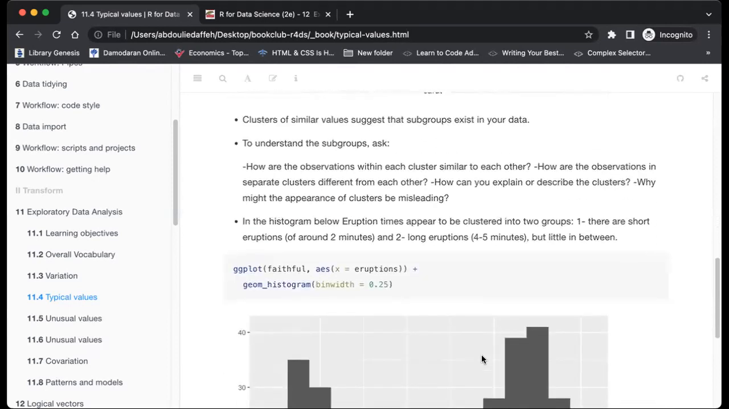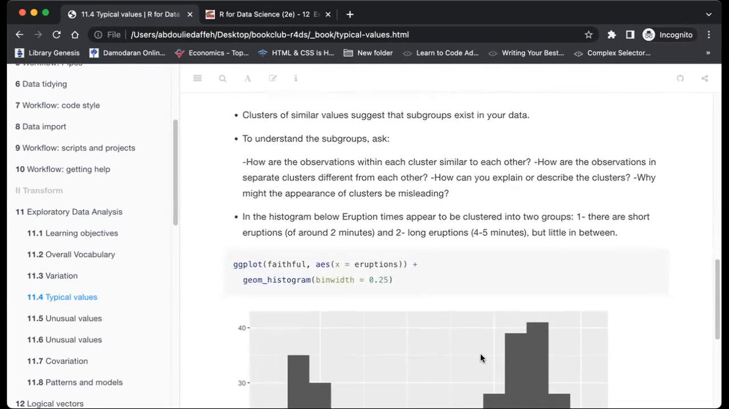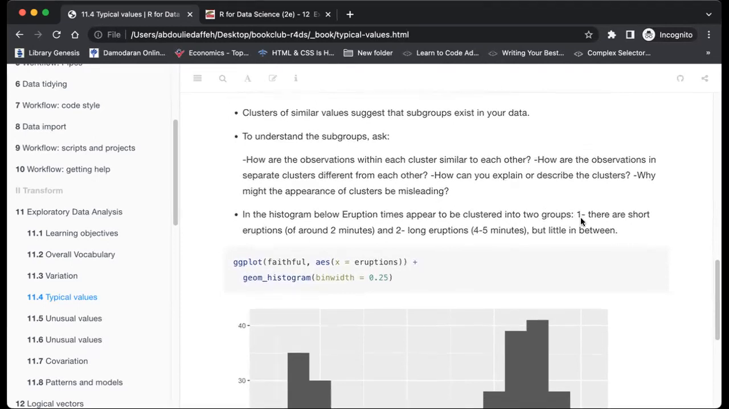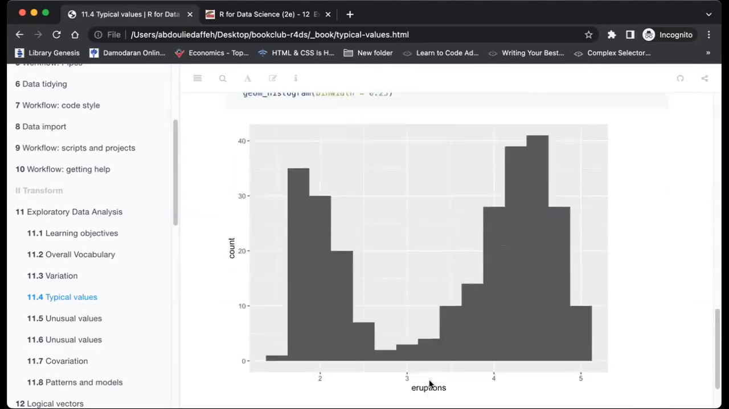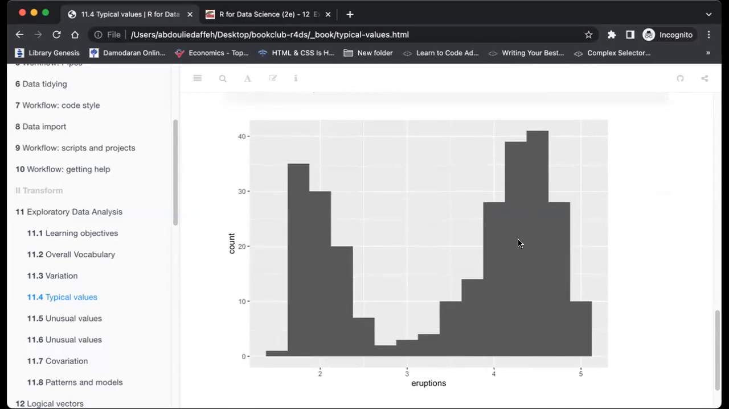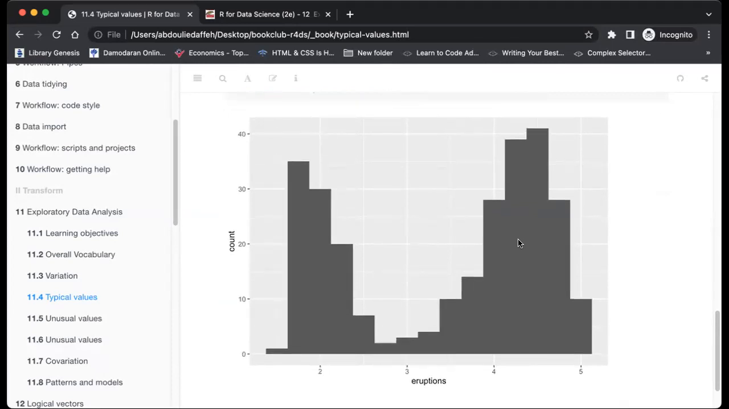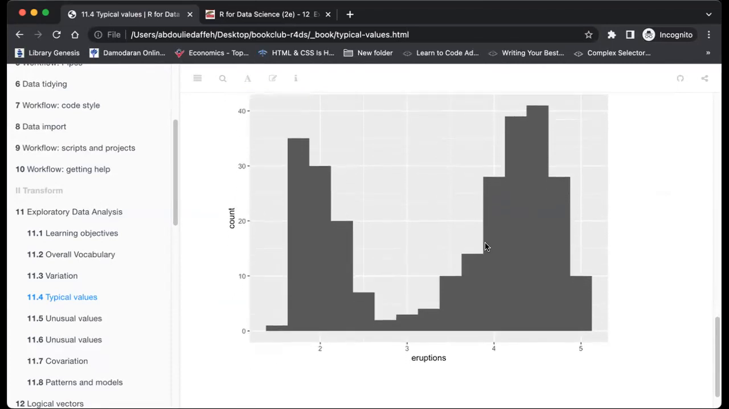So in this other histogram, it gives the eruption time, which appears to be clustered into two groups. The first one is short eruptions of around 2 minutes, and the second is long eruptions, which go up to 4-5 minutes, but little in between. So basically that's it. This is the short eruption, and this is the long eruption. So the data is already in clusters, and the visualization helps us see this clearly.